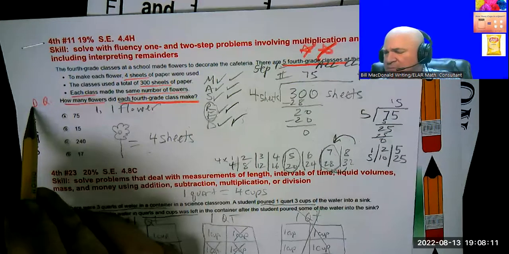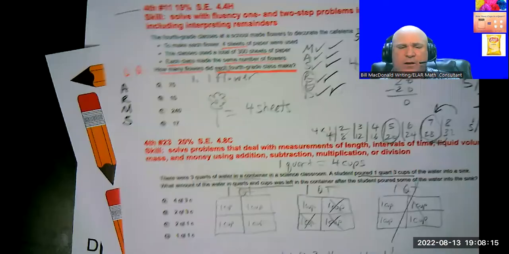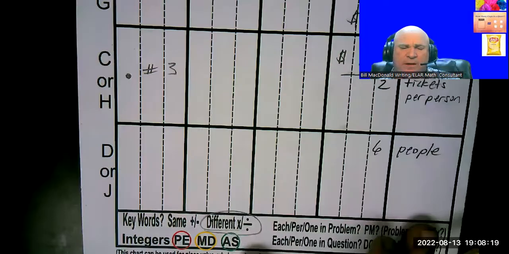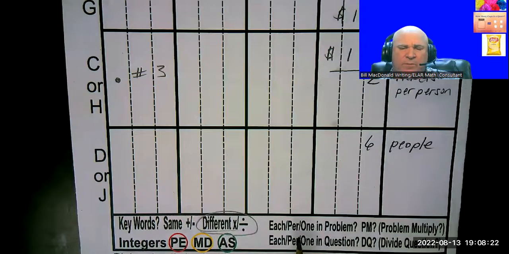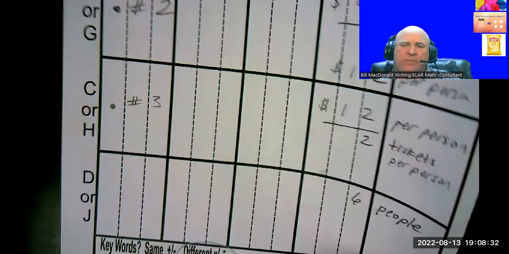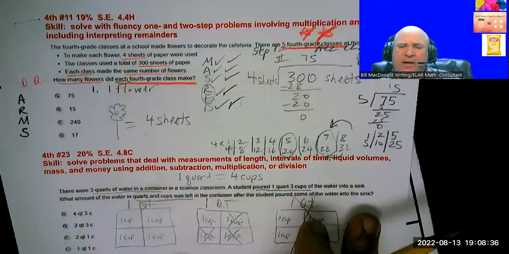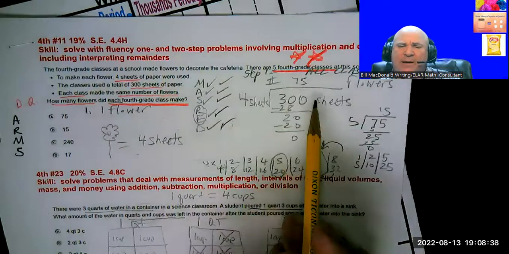If you look at my folder, my mathematics chart, if the keywords are different, we multiply or divide, and we see the word each in the question. Do we divide if we see each in the question? Yes, we're going to divide that 75 that we found for our first portion by the 5 classrooms to find out how many each classroom makes.